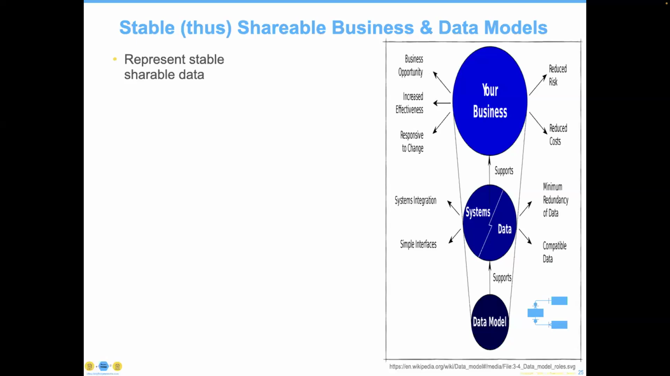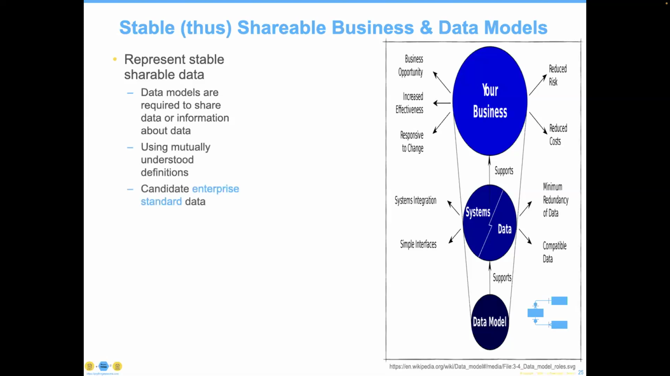And stable, shareable data means that it needs to be thought of as evolving, rather than not being paid attention to, and then all of a sudden somebody coming in and re-engineering it on a regular basis. That makes for some horrible messes that I've seen out there. Data models are required to share information about data. This uses mutually understood definitions and becomes candidates for what we call enterprise standard data.